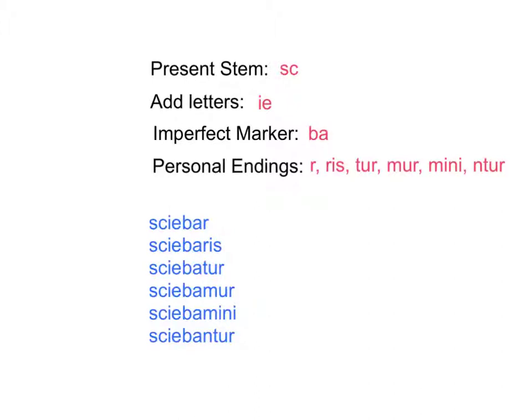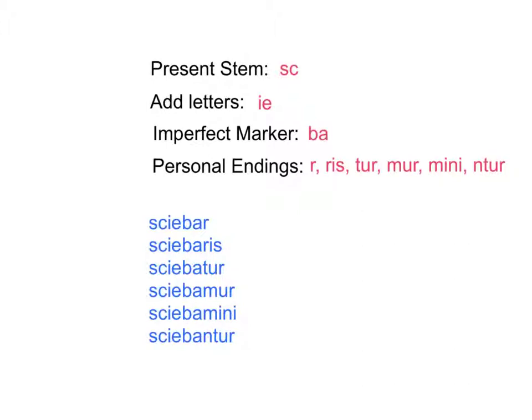So let's put all this together. We have our stem, SC, and then because it's fourth conjugation, we have the letters IE, followed by BA, and our personal ending. So let's see if that's what we get. Sciebar, sciebaris, sciebatur, sciebamur, sciebamini, sciebantur. Looks good. So that's a fourth conjugation.